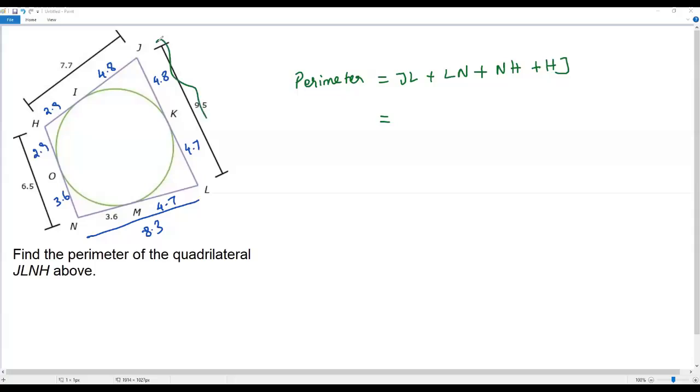The length of JL is 9.5 units, and the length of LN, which we just got, is 8.3. The length of NH is 6.5, already given in the question, and the length of HJ is 7.7, also already given in the question. Now when I add these four values, I am getting 32. So the perimeter of the quadrilateral JLNH is 32 units.